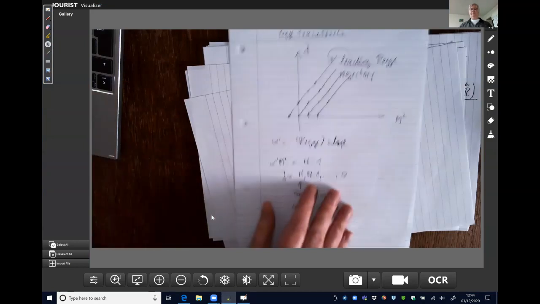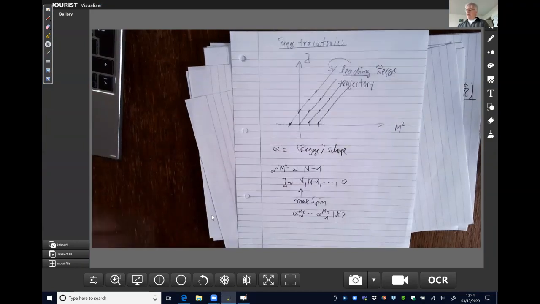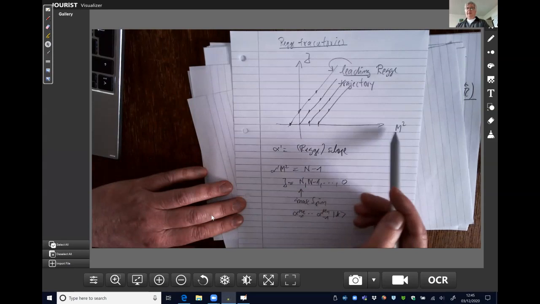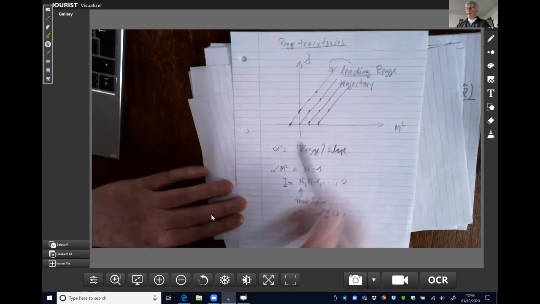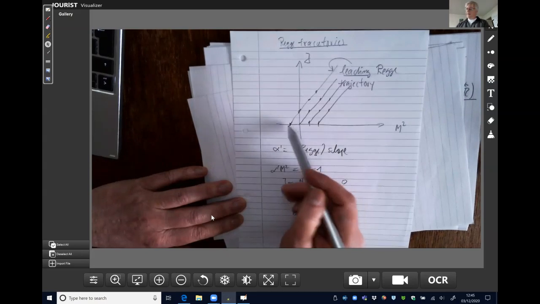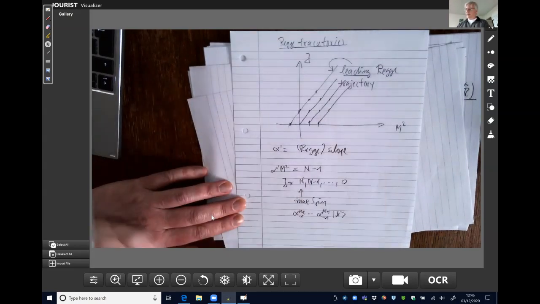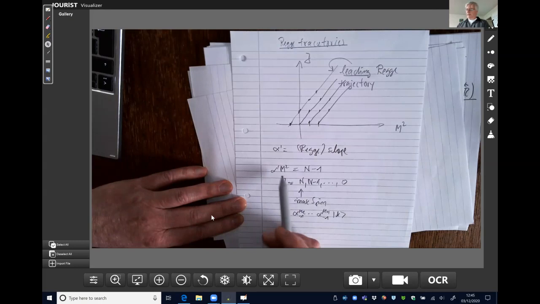Here it is. So here we draw m squared on one axis and the spin on the other. And the possible values that we have in the string spectrum are these points. The formula is given here. Alpha prime is the slope of the lines that you find in this diagram. That's why it's called the Regge slope.